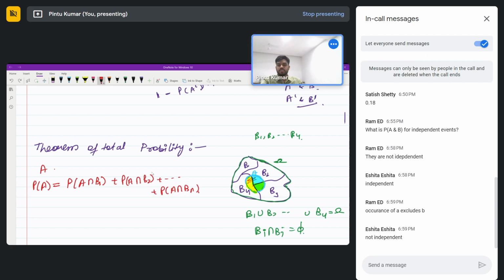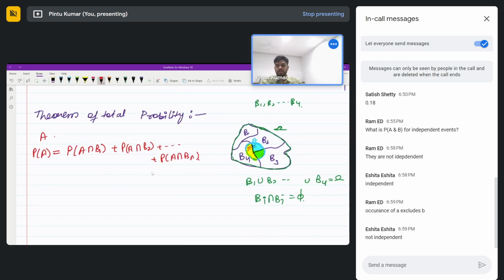Let me more formally write it. Let's say the Bi, a collection, is a partition of your sample space, sigma. Then the probability of A is given by the summation over i of the probability of A intersection Bi.